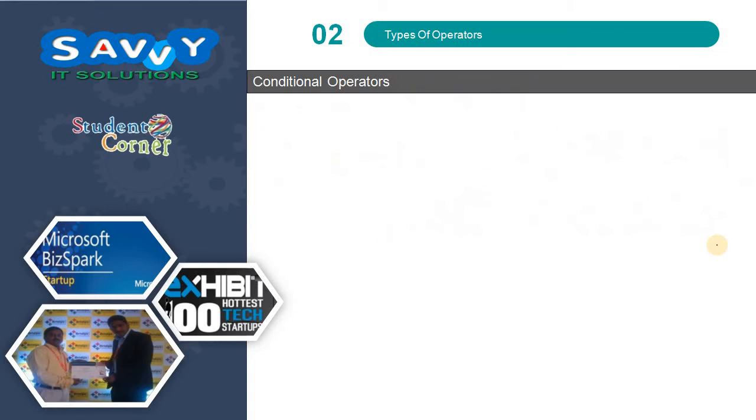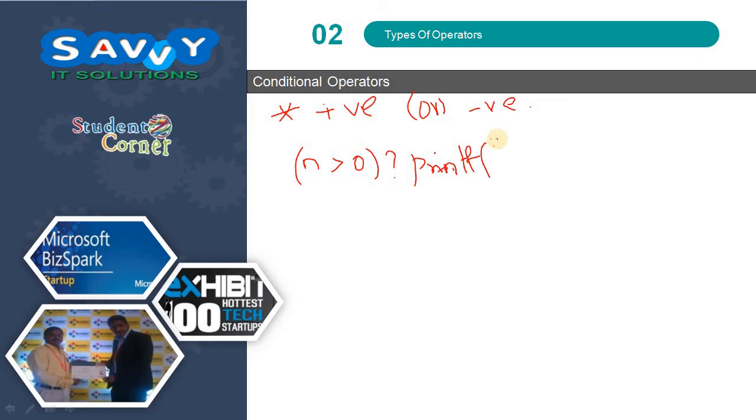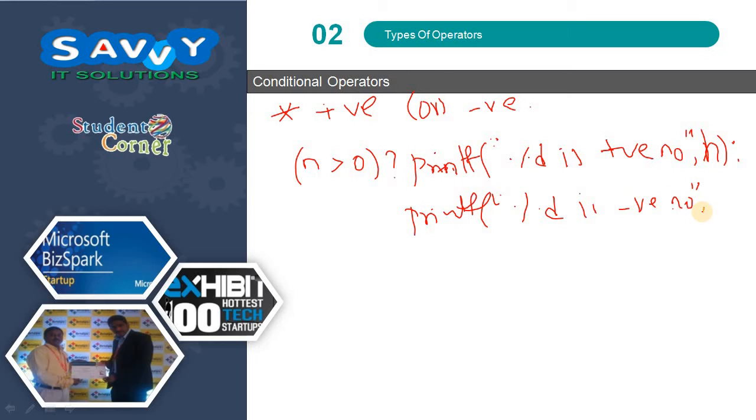Similarly, the next program is positive number or negative number. The given number is a positive number or a negative number. Here we take n, n is greater than 0, so printf "%d is positive number", else printf "%d is negative number", n. This is how we are representing it.